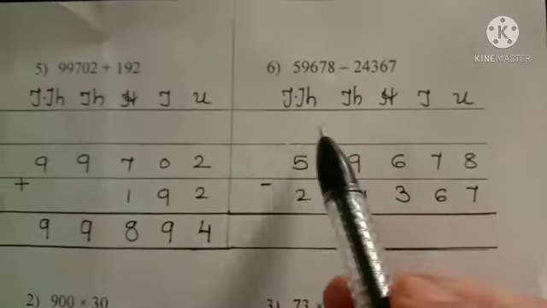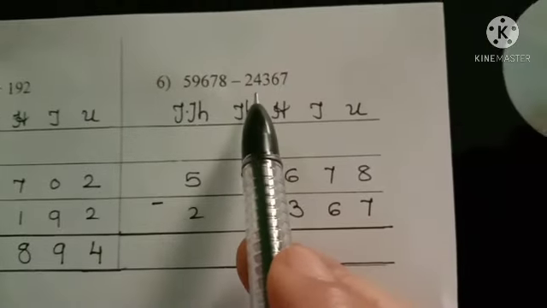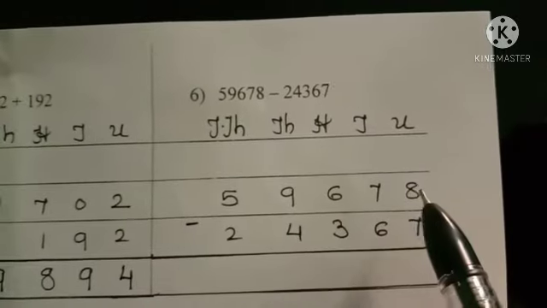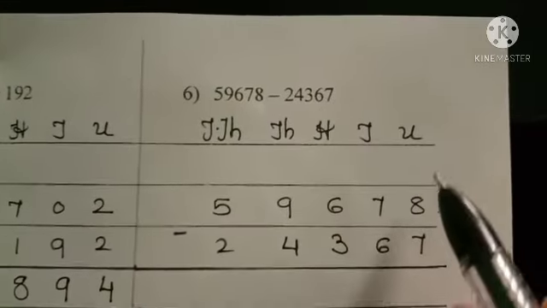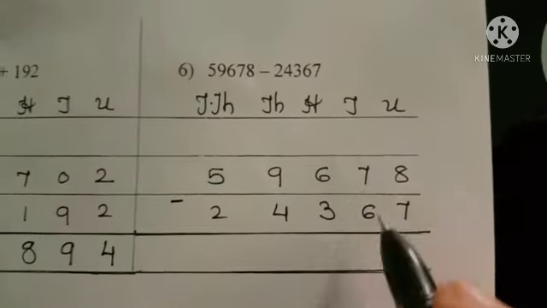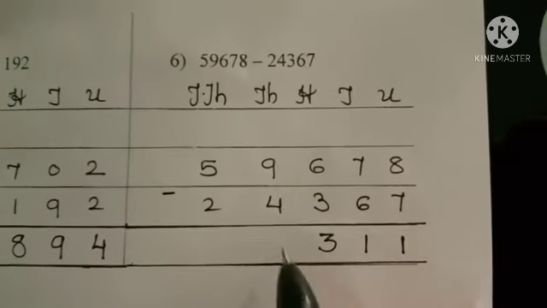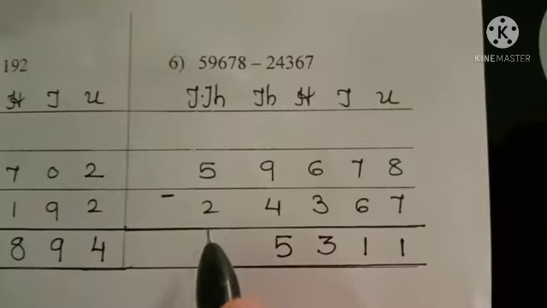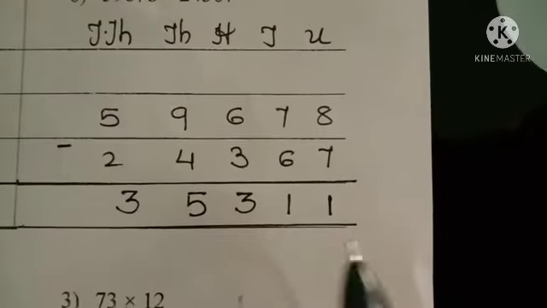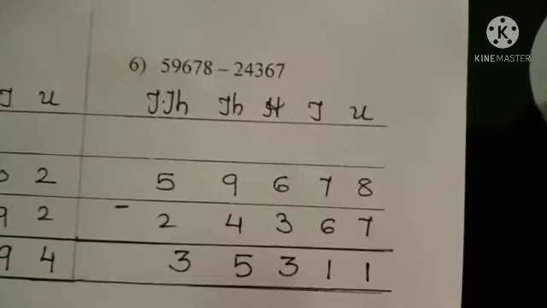Now see the last example. Question number 6: 59,678 minus 24,367. So again arranging this vertically and starting from units place. 8 minus 7 is 1. 7 minus 6 is 1. 6 minus 3 is 3. 9 minus 4 is 5. And 5 minus 2 is 3. So our answer is 35,311.